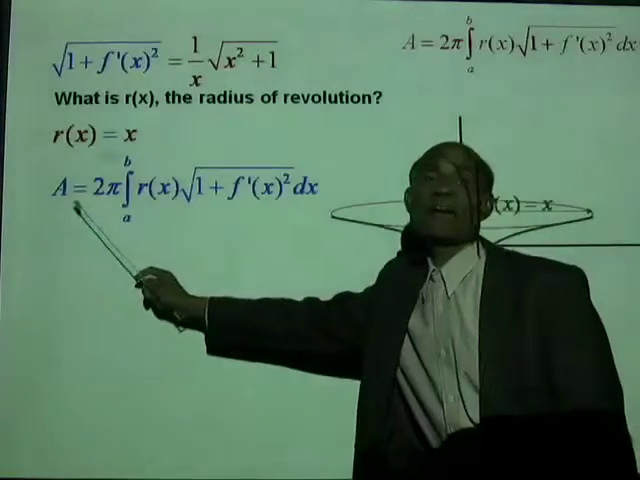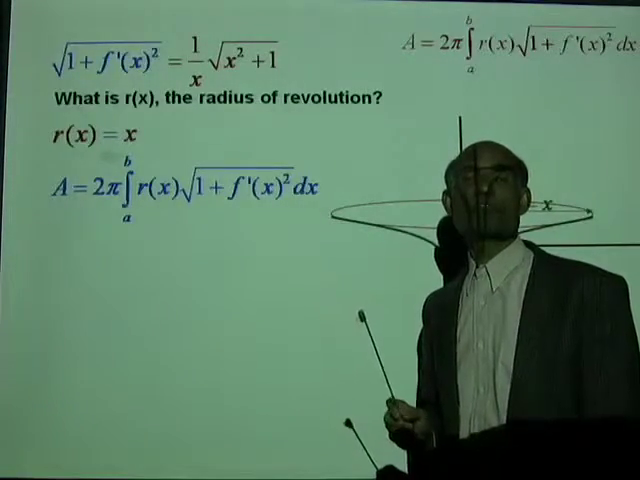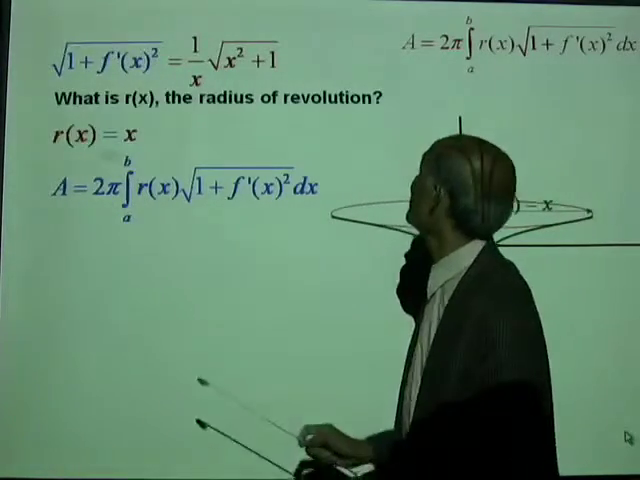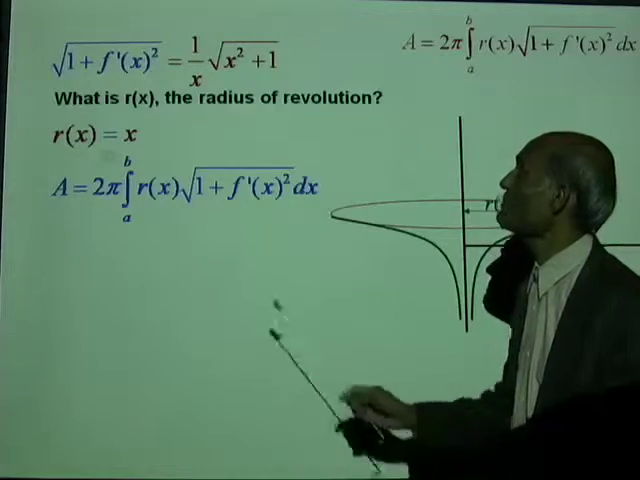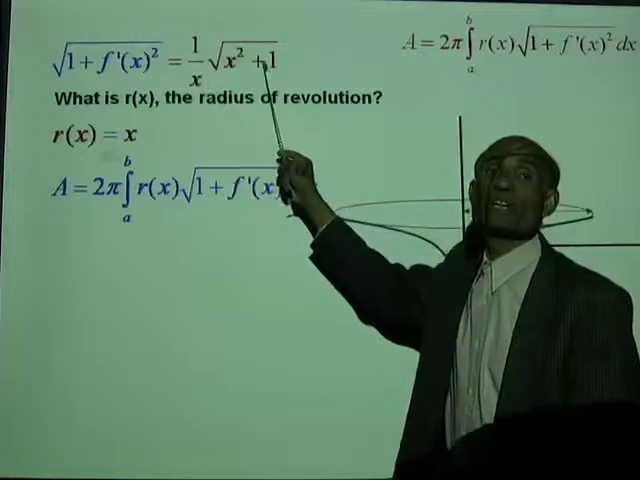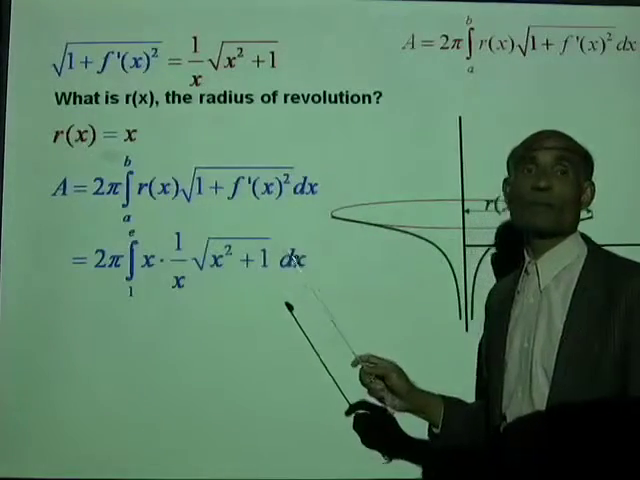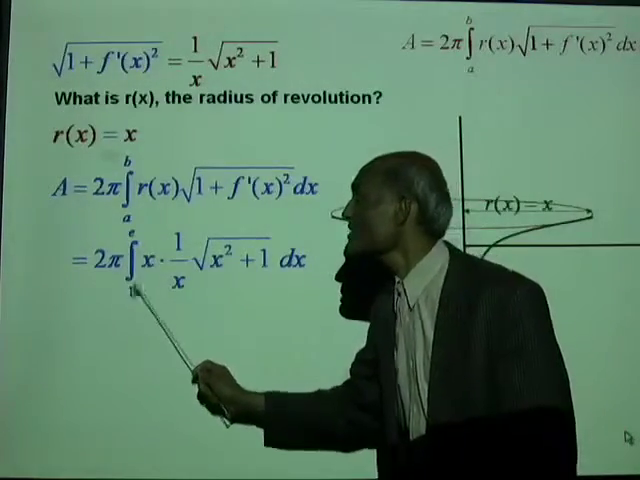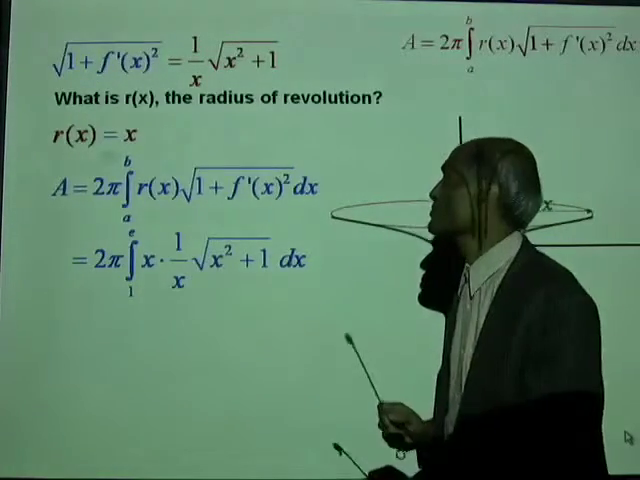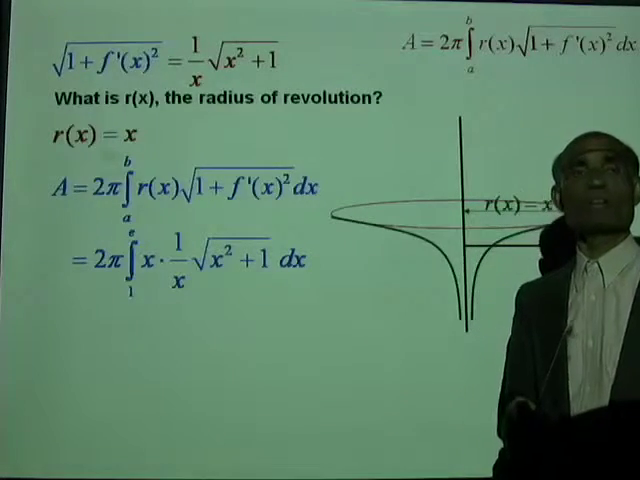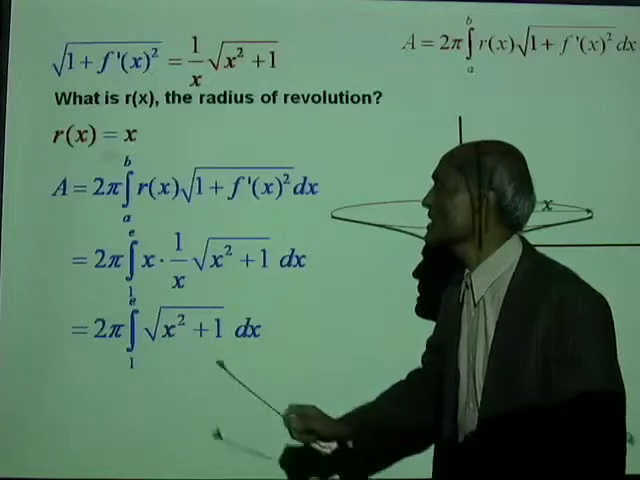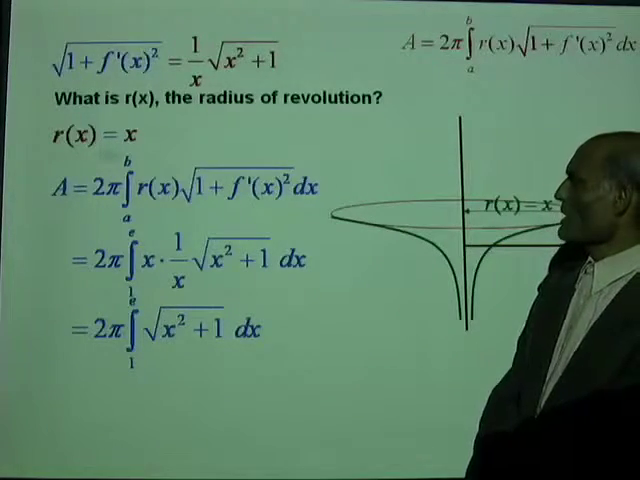Now therefore we have now the complete formula for the area. A equal to 2 pi integral a to b. We know the values of a and b. R of x equal to x, and the square root quantity equal to this. Replace all that. It will be 2 pi integral 1 to e x times 1 over x square root x squared plus 1 dx. And that will be 2 pi integral 1 to e square root x squared plus 1 dx.